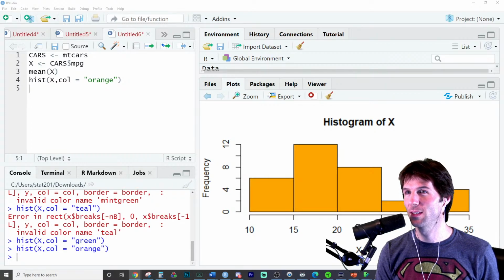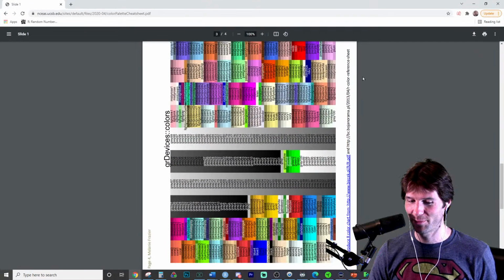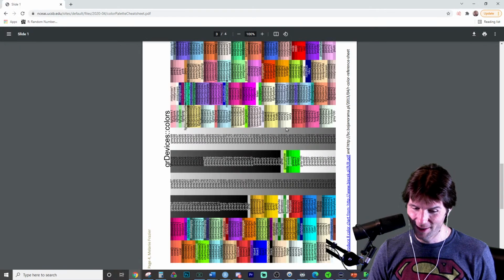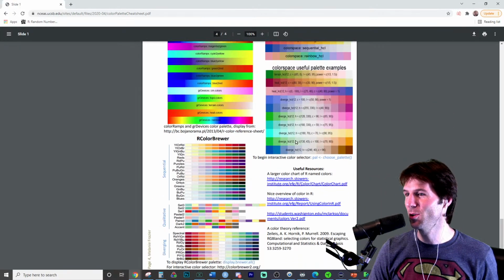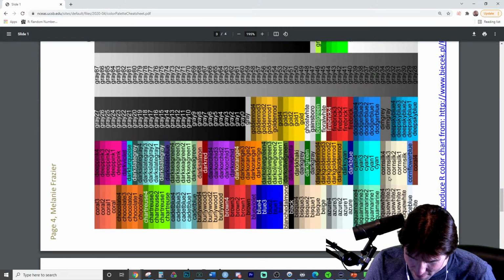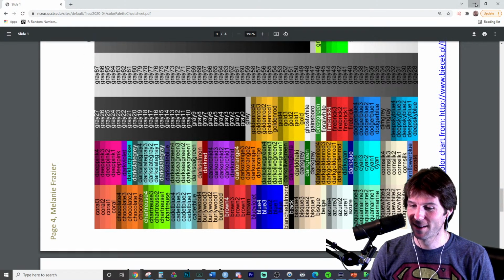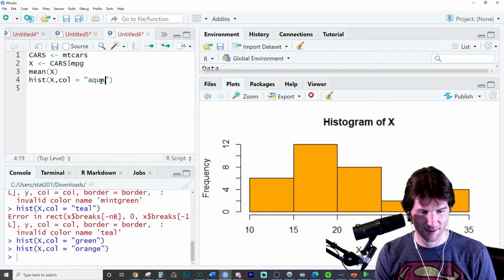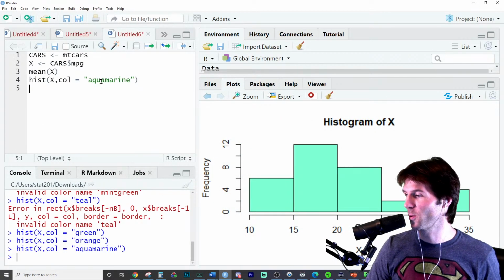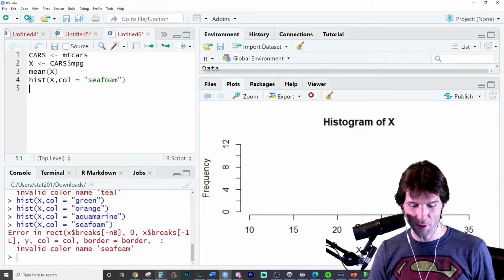Color codes in R. Cool. R color code cheat sheet. Oh, here it is. Oh my gosh. Here's all the colors, and you can do hexadecimal color coding. What is this? Cyan, aquamarine. So we got aquamarine. There you go. There's aquamarine. Seafoam. Is seafoam in here? Oh, no seafoam.